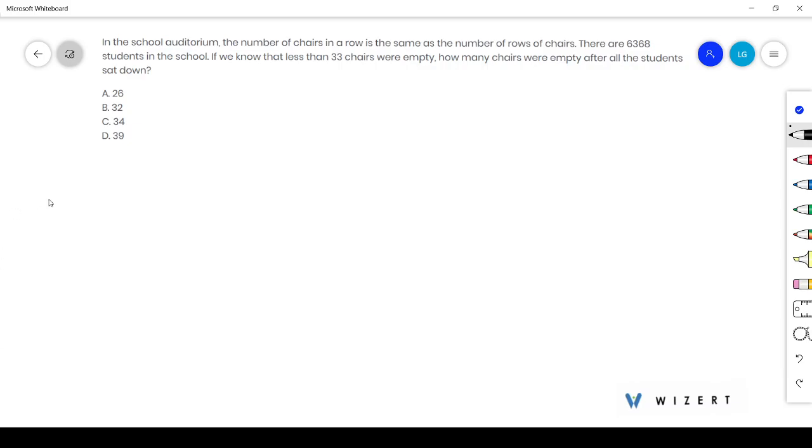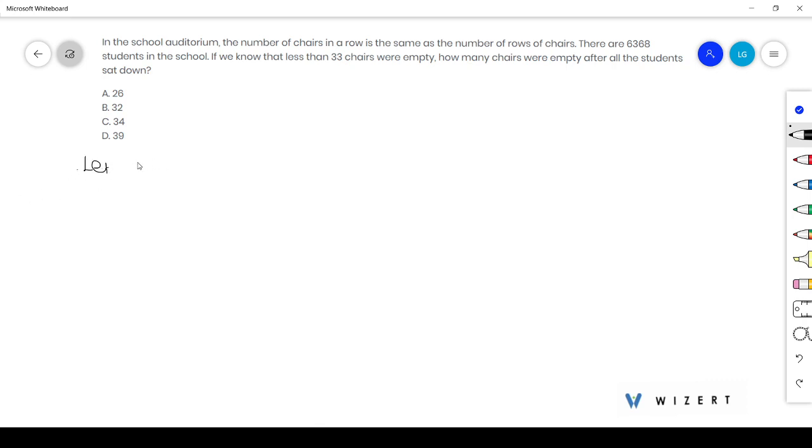Our question is: in the school auditorium, the number of chairs in a row is the same as the number of rows of chairs. There are 6,368 students in the school. If we know that less than 33 chairs were empty, how many chairs were empty after all the students sat down?